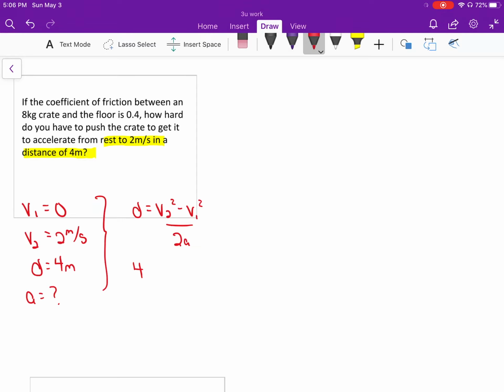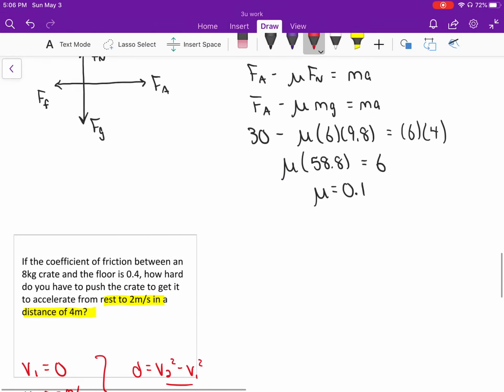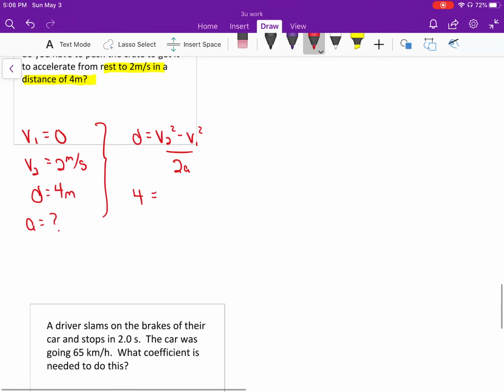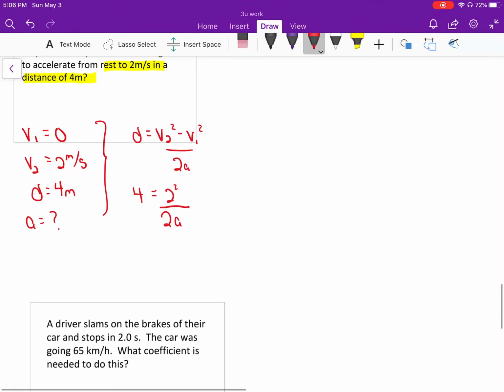We know that 4 equals 2 squared minus 0, all divided by 2 times a. I'll let you do the algebra on that, but as we flip things around and solve for the a works out to be 0.5.